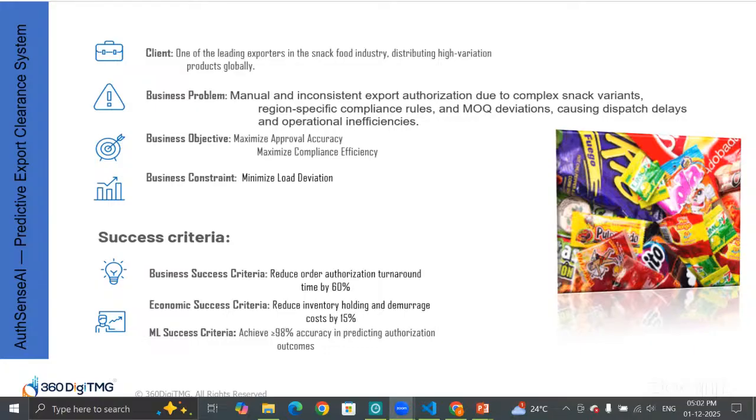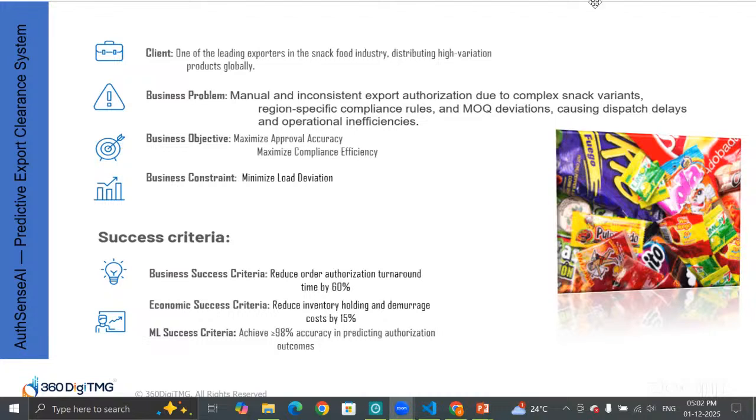So before going deep into the project, let us understand who our client is. Our client is one of the leading exporters in the snack food industry, shipping high variation products to multiple countries. They deal with items like chips, biscuits, popcorn, chocolates, hundreds of SKUs, each with different packet sizes, weights, and compliance rules. Let us see what the problem is that we are facing.